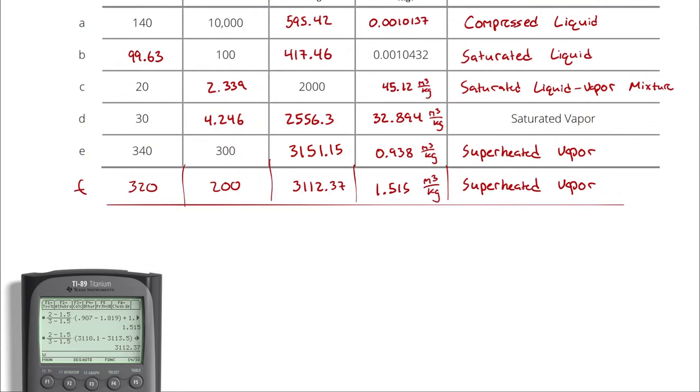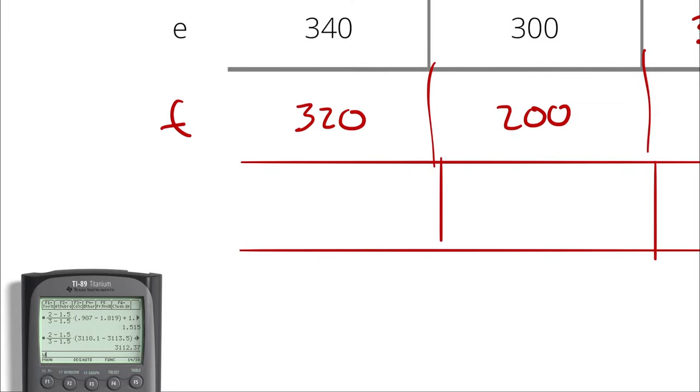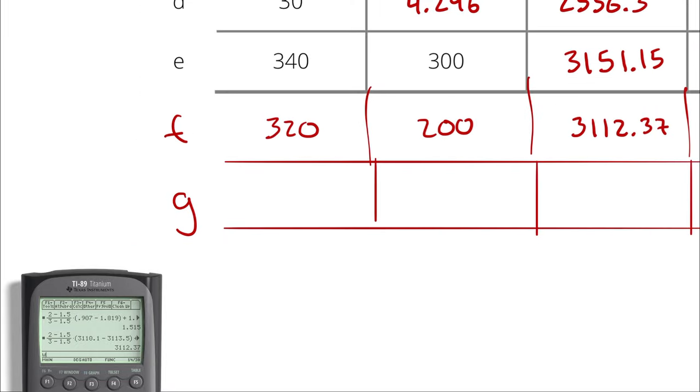So we completed row F in the same way. We were just interpolating between pressures instead of interpolating between temperatures. And in fact, you're going to have to get proficient at interpolation between both, and sometimes even at the same time. To try that out, let's add a row G, shall we? On row G, let's imagine that I had given you a temperature of 340 and a pressure of 200.